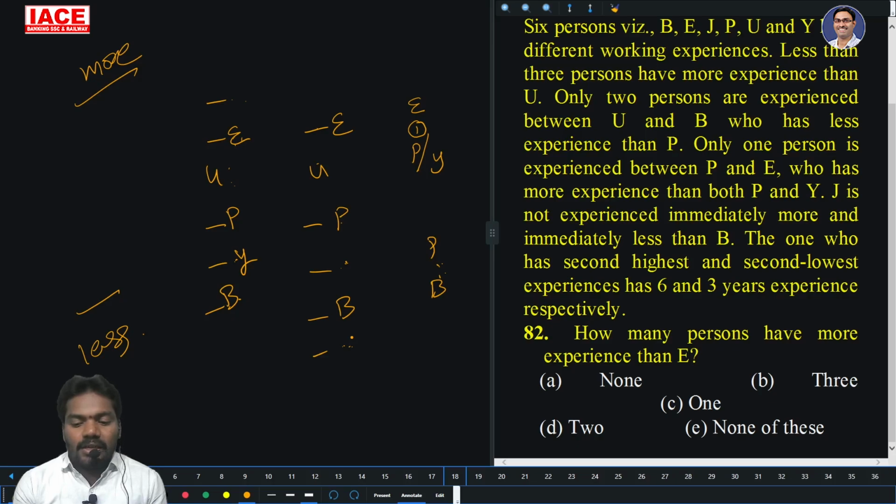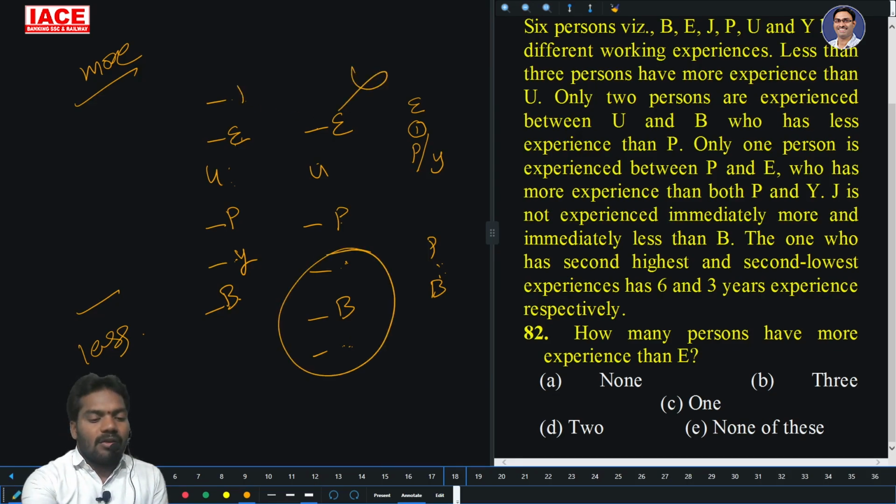Next, J is not experienced immediately more and immediately less than B. There is no place for G. So only chance of J is here. Okay, ma'am? Now, the one who had second highest and second lowest experience are 6 and 3 years respectively. 6 and 3.